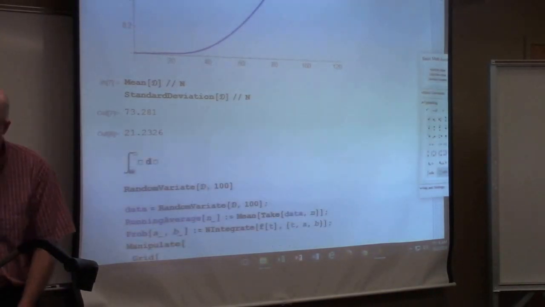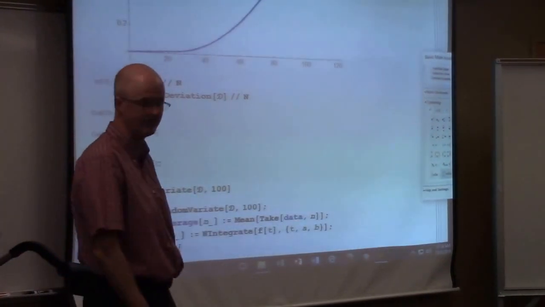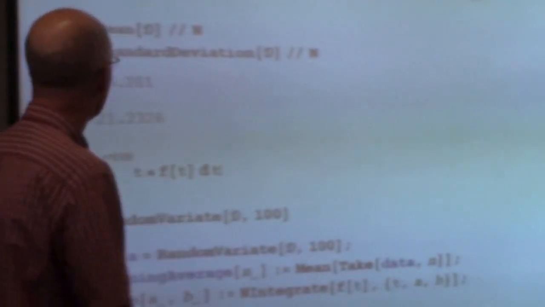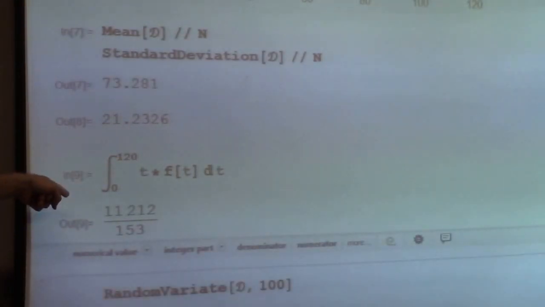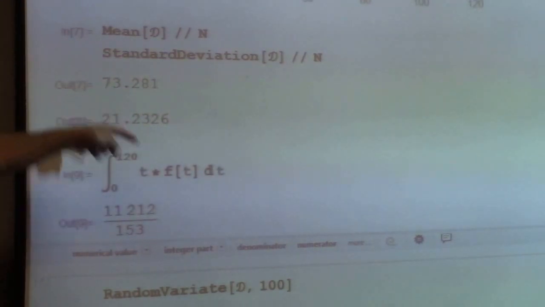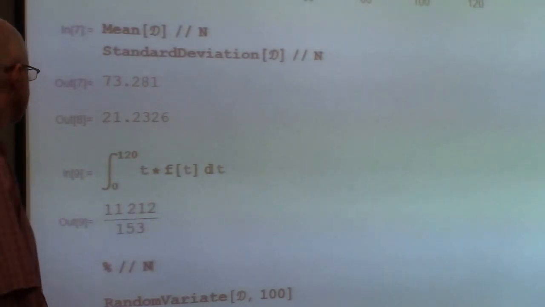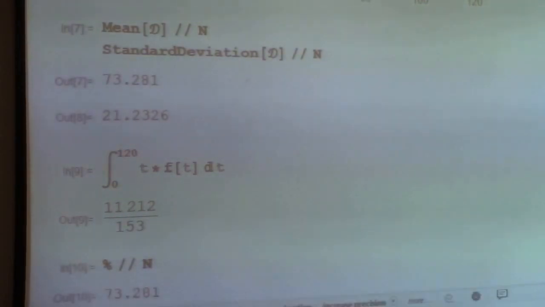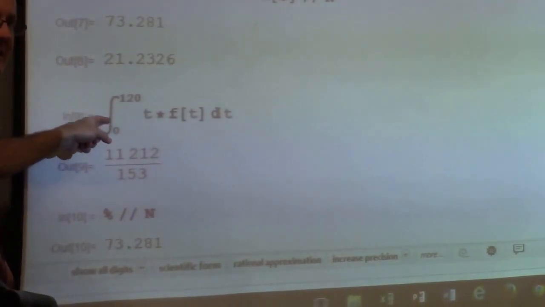Do the integral over the entire domain, 0 to 120, of t times the PDF. t times f of t. You should know for the exam in 1 week that that's how you calculate the mean. So, if I enter this as is, it's probably going to give me a fraction. Yeah. But that fraction should be 73.281. Percent sign refers to the preceding output. /N will do a numerical approximation. This should be 73.281. And it is. So you know that this is how to calculate the mean.